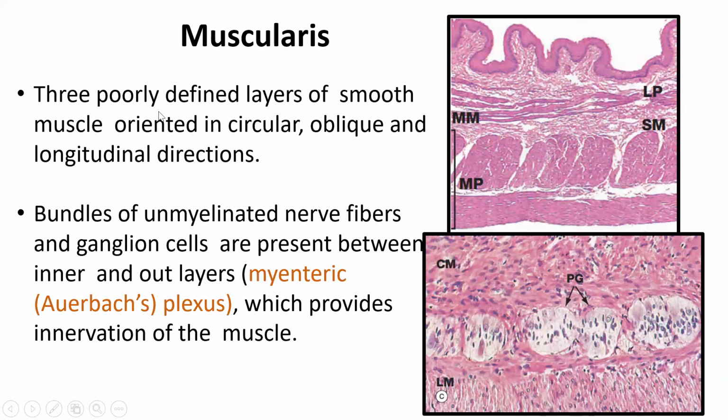The muscularis, again, has 3 poorly defined layers of smooth muscle. As I told you, you should find 3, but a lot of times it's difficult to find the oblique. Theoretically they are there; it depends on the section whether you can see them or not. You can find bundles of unmyelinated nerve fibers and ganglia present between the 2 layers, between the outer longitudinal and inner circular. These are the myenteric plexus. You can see these are nerve cells. Again, it depends on the cut. You can see a bigger area, and you can see a full ganglion there.